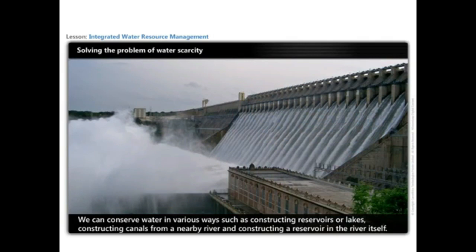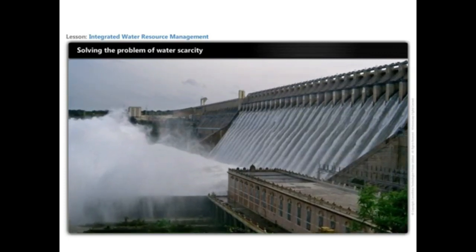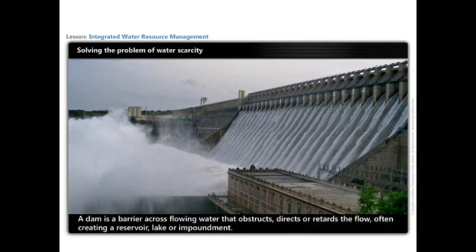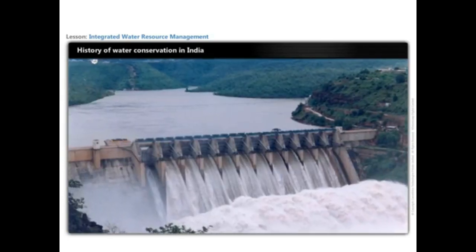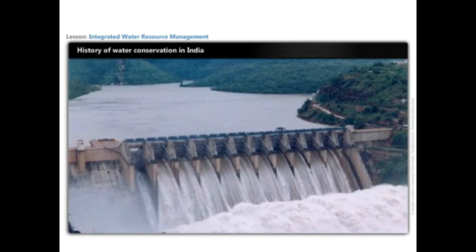This is one of the most modern hydraulic structures. What is the structure called? Yes, it is a dam. A dam is a barrier across flowing water that obstructs, directs, or retards the flow, often creating a reservoir, lake, or impoundment. Usually, dam refers to the reservoir rather than the structure.